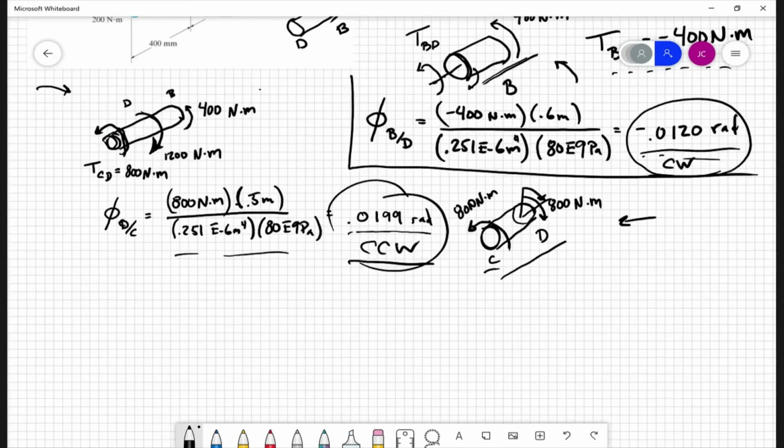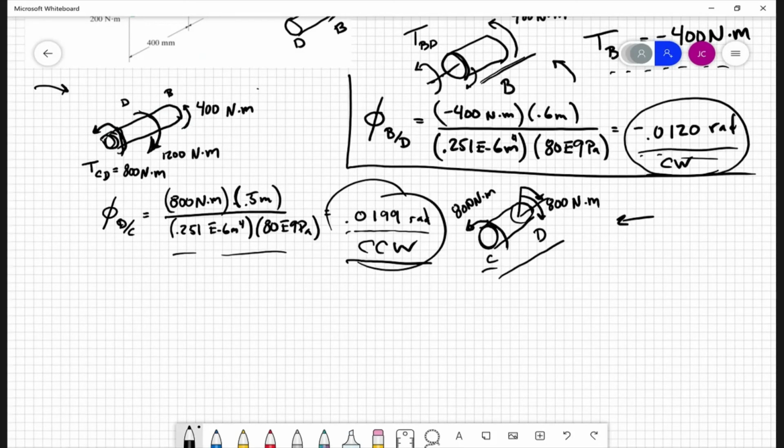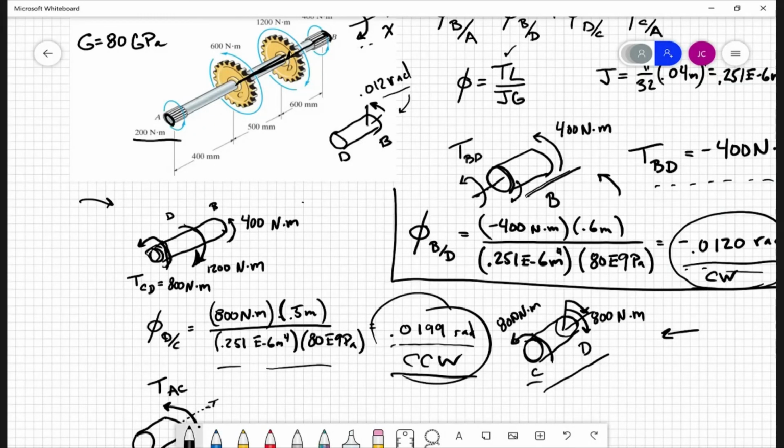And then finally, we're going to look at the last section, where this is A, and this is a cut. So if we have the internal torque vector normal, that means that the positive sense of this internal torque should be this way. And this is the torque in section AC. Now, the external torque that's applied on that section is right here. It's the 200 Newton meters, and that's actually rotating in the same direction, correct?